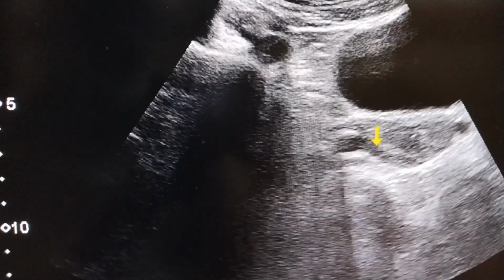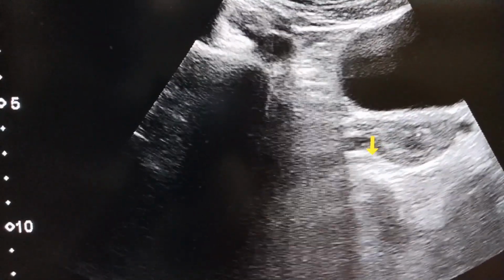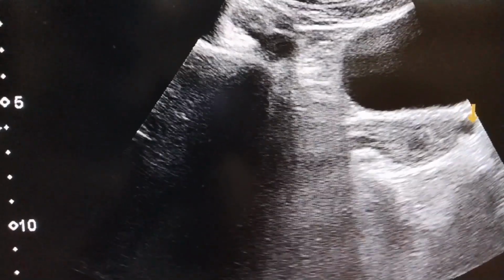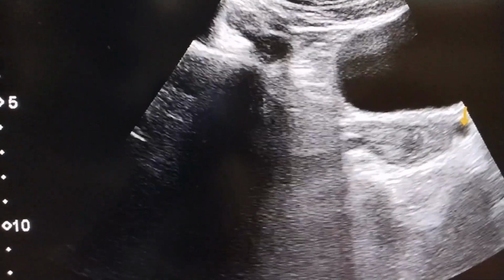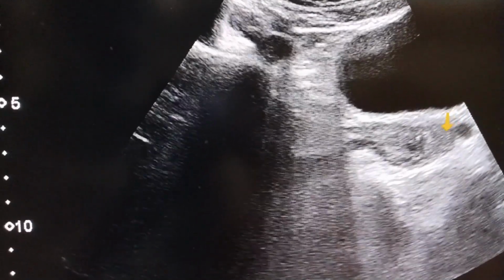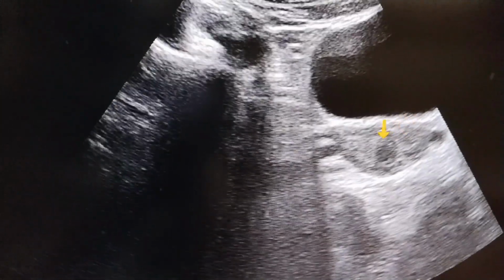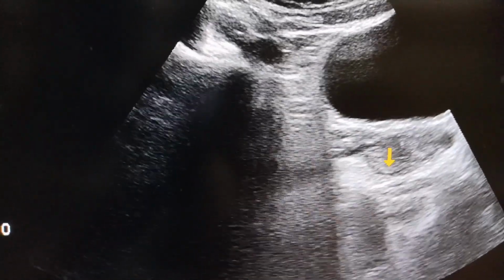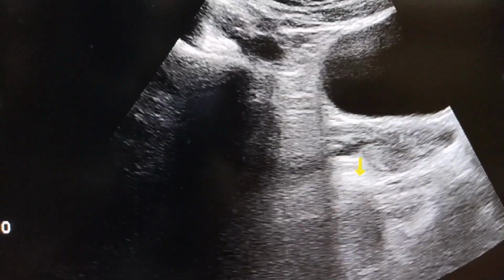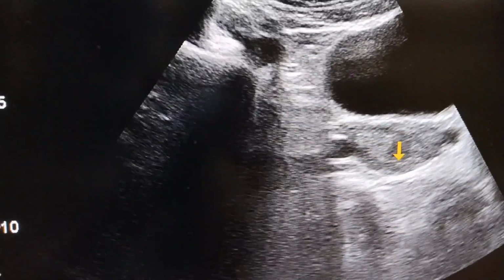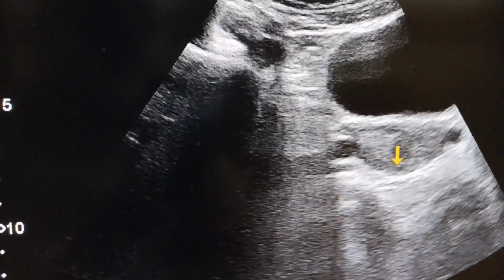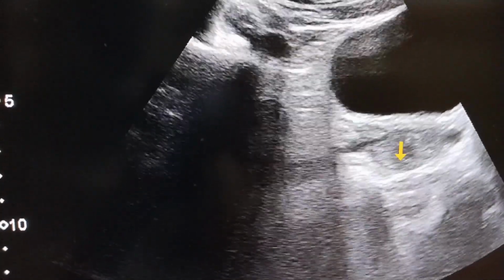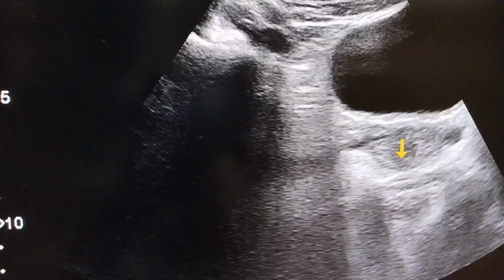So the body on this side is also compressing the right-sided ureter. So the prolapse of the uterus is compressing both distal ureters, resulting in bilateral hydronephrosis and hydroureter.